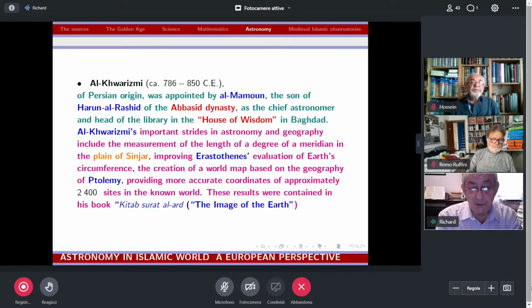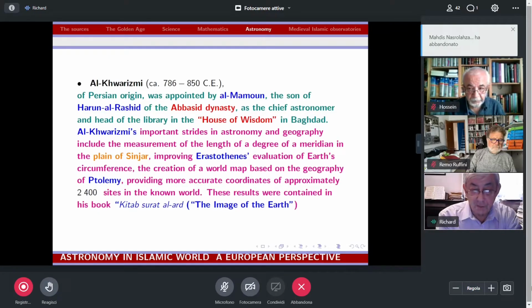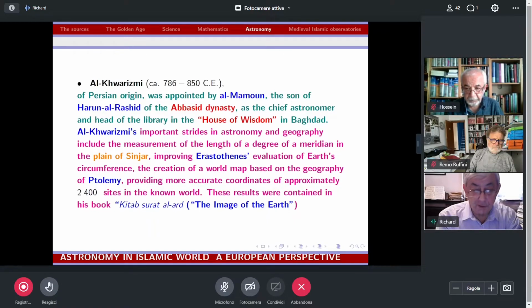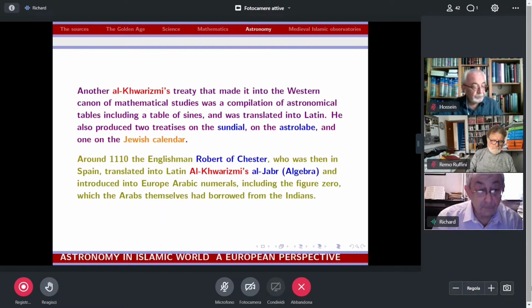His important strides in astronomy and geography include the measurement of the length of a degree of a meridian in the plane of Sinjar, improving Aristotle's evaluation of Earth, and a world map based on the geography of Ptolemy, providing more accurate coordinates of approximately 2,400 sites in the known world. And they were contained in his book, Kitab Surat al-Ard, the image of the Earth.